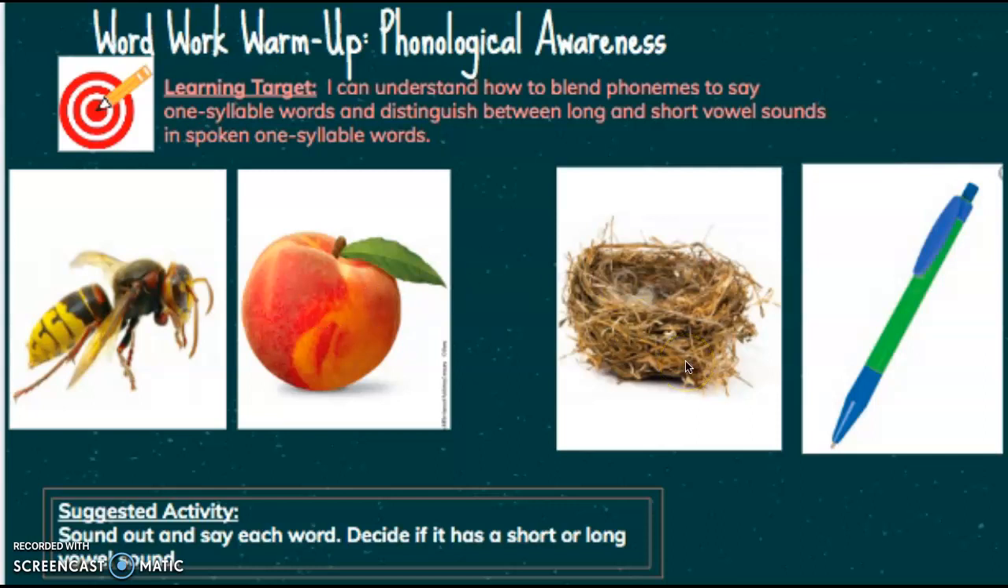Now let's look at these picture cards. This is a picture of a nest. Nest. Nest. I hear... That's the short vowel sound for E.